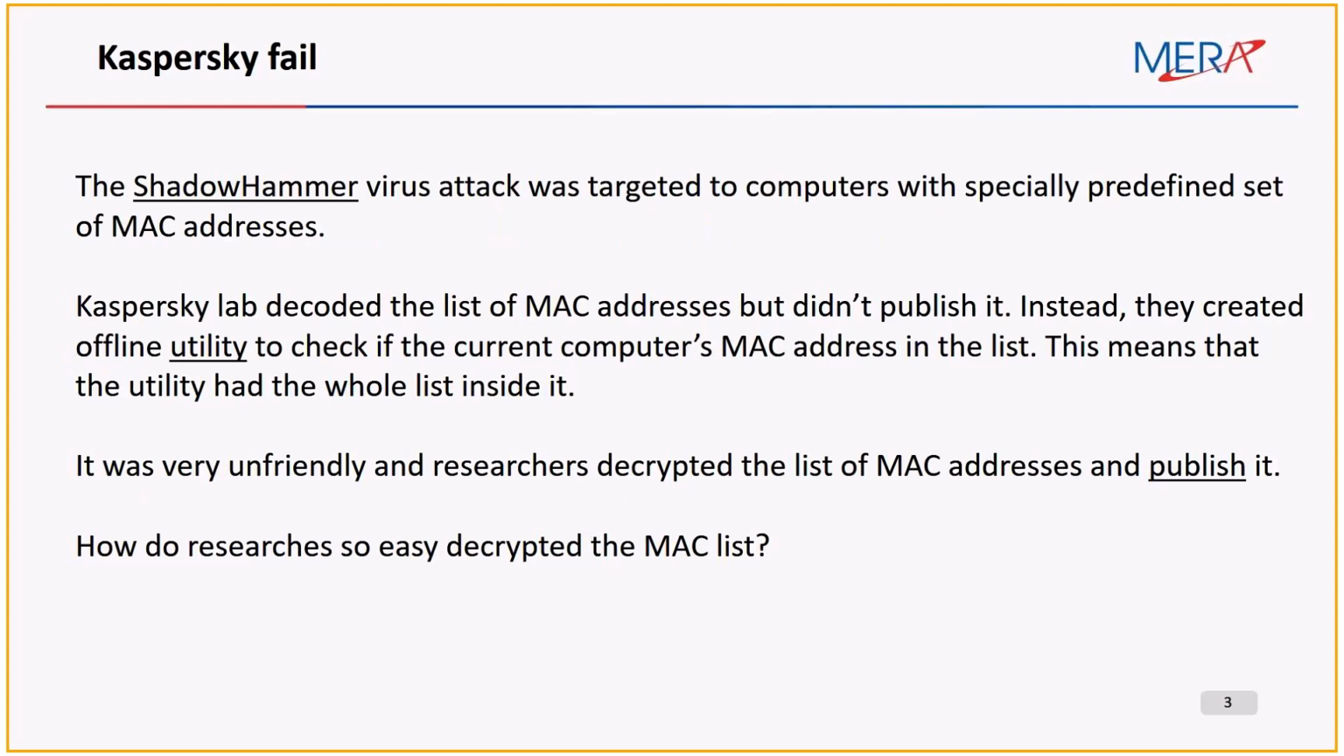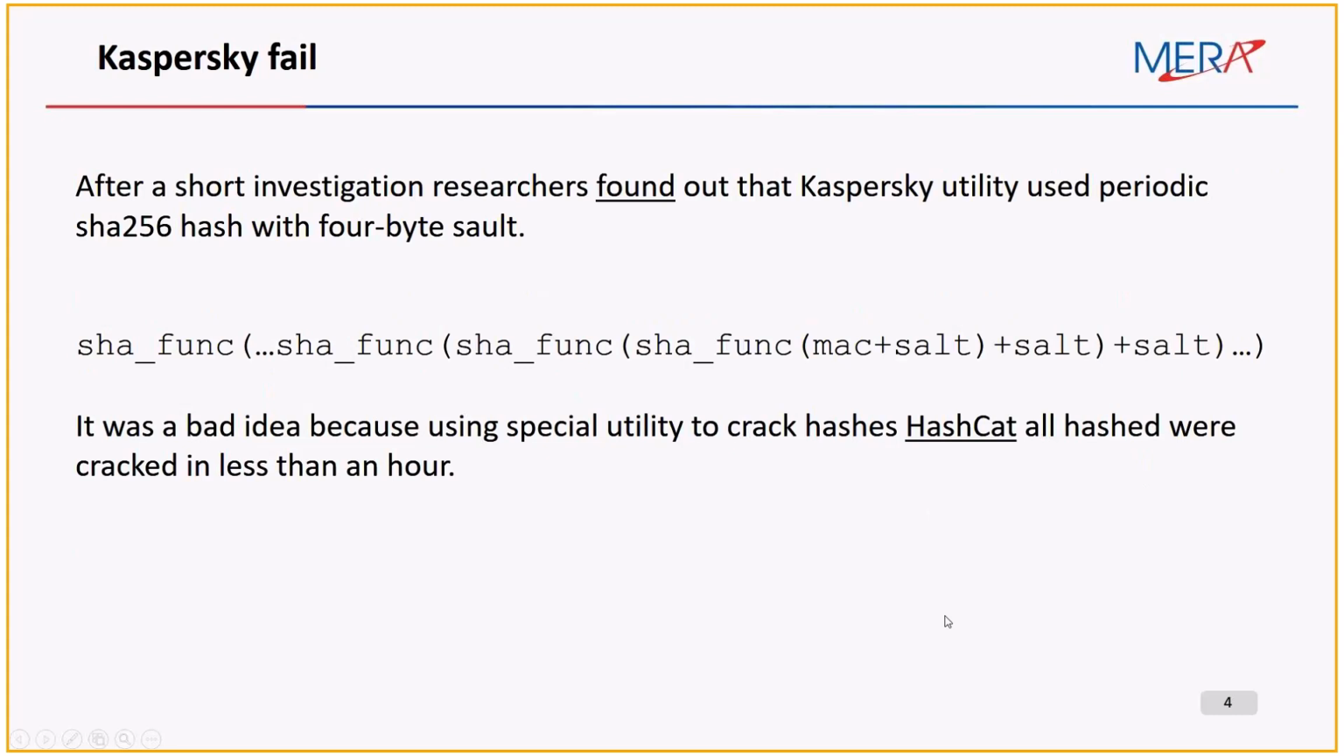Other researchers also investigated the Shadowhammer virus, and when Kaspersky released its utility with the encrypted list of MAC addresses, these researchers decompiled this utility, decrypted the encrypted MAC addresses and published them. So how could independent researchers decrypt the list of MAC addresses? After a short investigation they found that the Kaspersky utility used a periodic or recursive SHA-256 hash function with a 4-byte salt. So it looks like we get a MAC address, get salt, calculate the hash function, first level, then add additional salt and calculate the hash again and again and again, for example, 10,000 times or something like this.